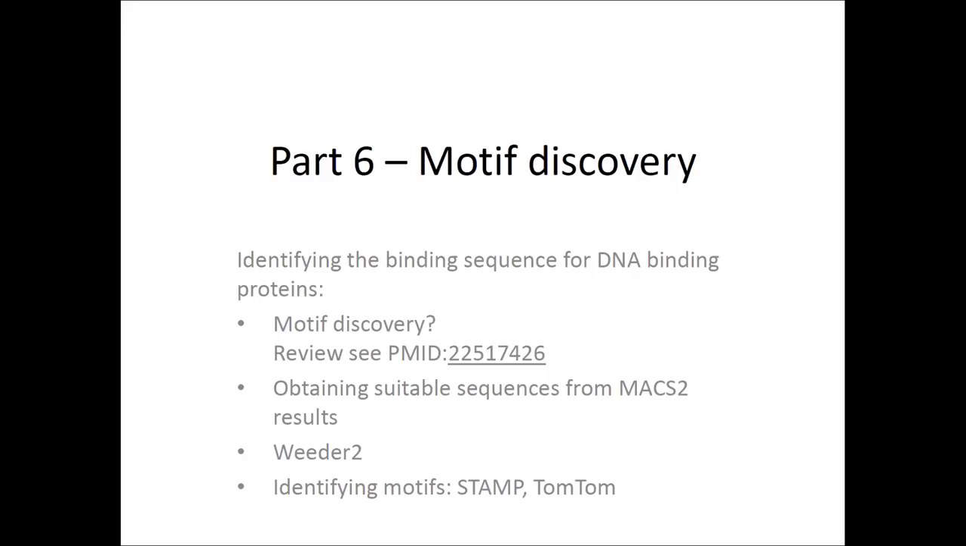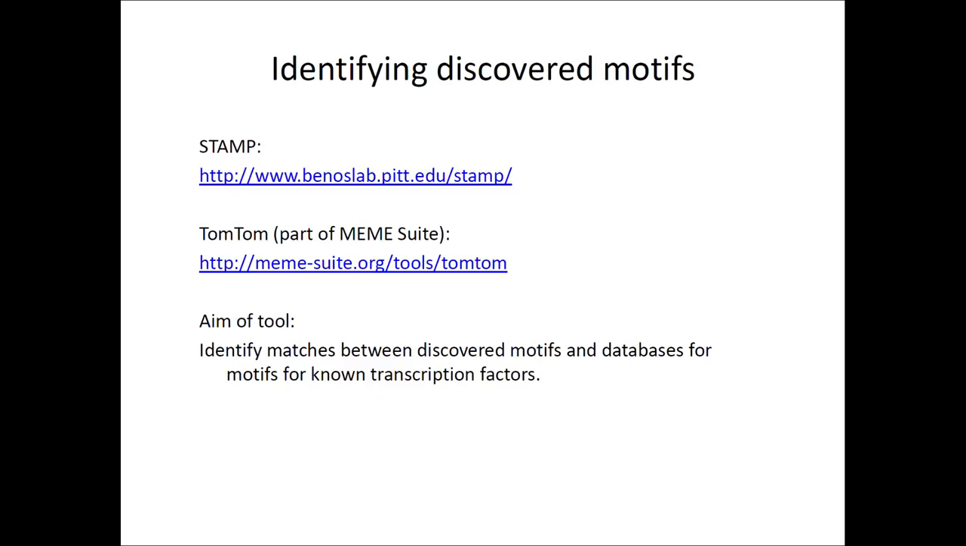Lastly, I'd like to talk about identifying motifs using two tools that are available online called Stamp and TomTom. The matrix file contents from Weeder can be used as input into Stamp, which was created by the Benos lab. The tool has not been updated for a long time, but has a useful display showing how the different motifs are related to each other by means of hierarchical clustering.